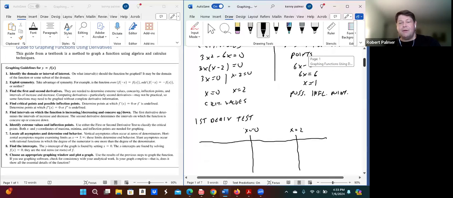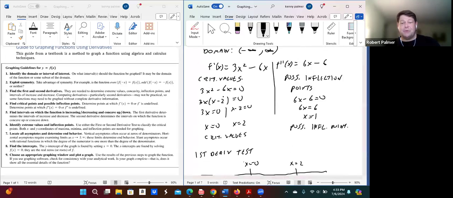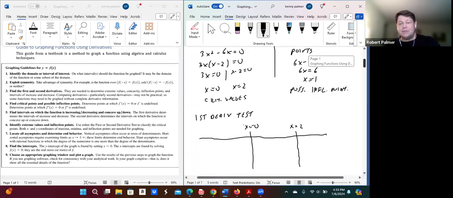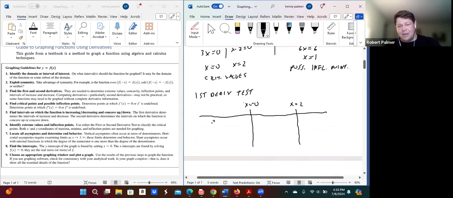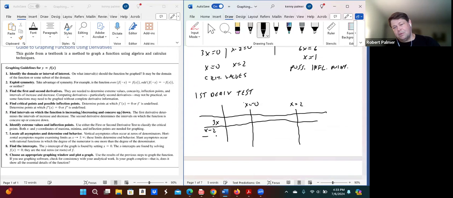Now, what we want to do is take our first derivative. And our first derivative, we can factor it this way. Notice it's factored to 3x times x minus 2. Let's write down our factors of that: 3x in this region, x minus 2, and then this is going to tell us the sign of f prime of x. If you've seen the first derivative test before, basically here we know our first derivative is 0 at 0 and at 2.